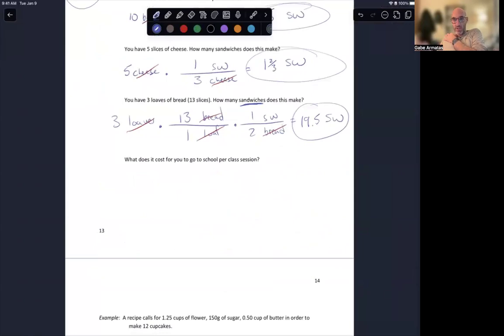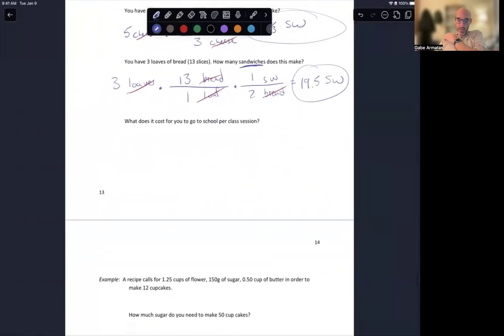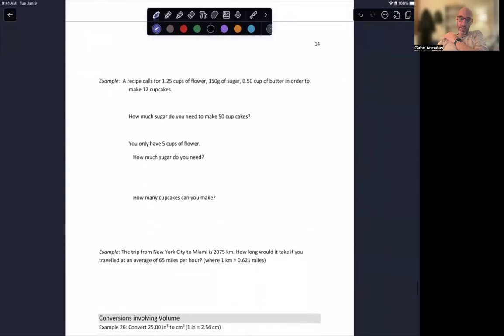So what does it cost you to go to school per class session? We're going to talk about this in class because it's a really good setup for this. And then moving on to this, a recipe calls for 1.25 cups of flour, 150 grams of sugar, 0.5 cups of butter in order to make 12 cupcakes. So if we can write this out, we know that every single one of these is a conversion factor.